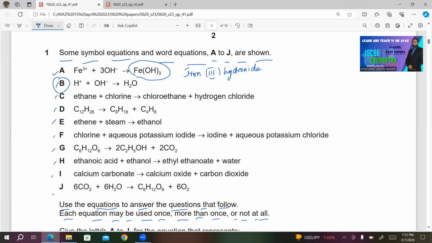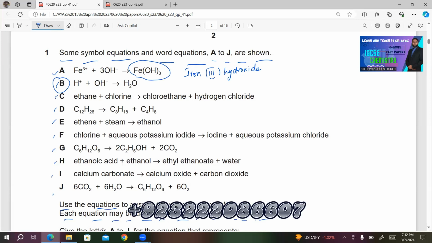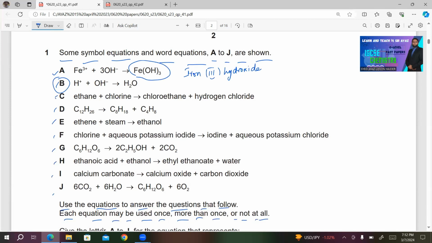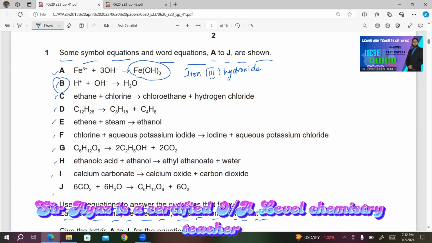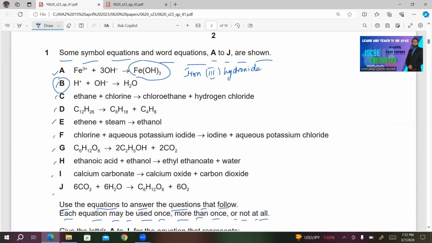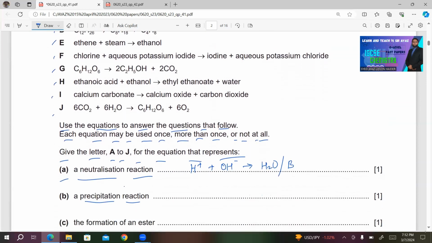The other equations: B is neutralization reaction, C is organic reaction, D is also organic reaction, E organic reaction, F displacement reaction between chlorine and aqueous potassium iodide, G this is the fermentation reaction, H organic reaction, I decomposition reaction, J this is a reaction for photosynthesis. So automatically A will be the right answer for a precipitation reaction.